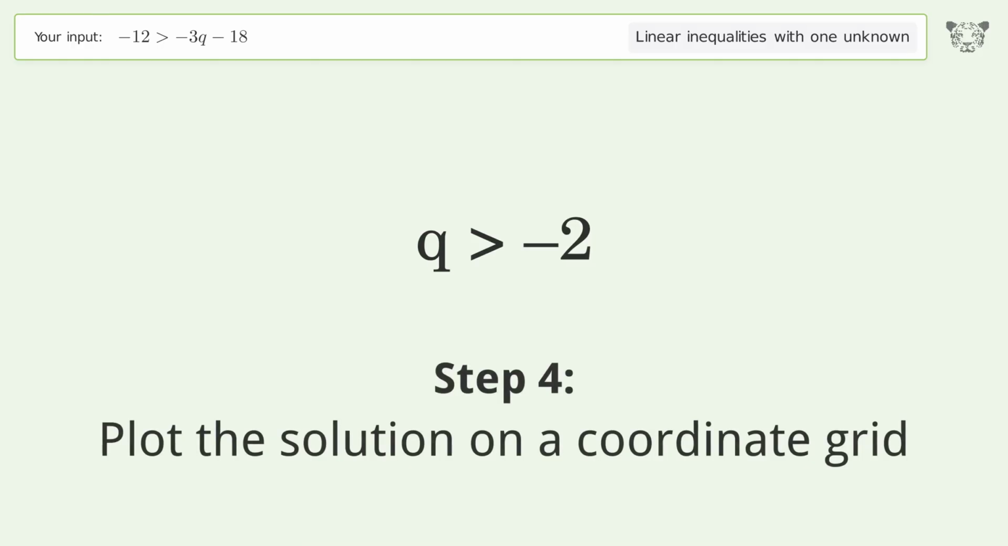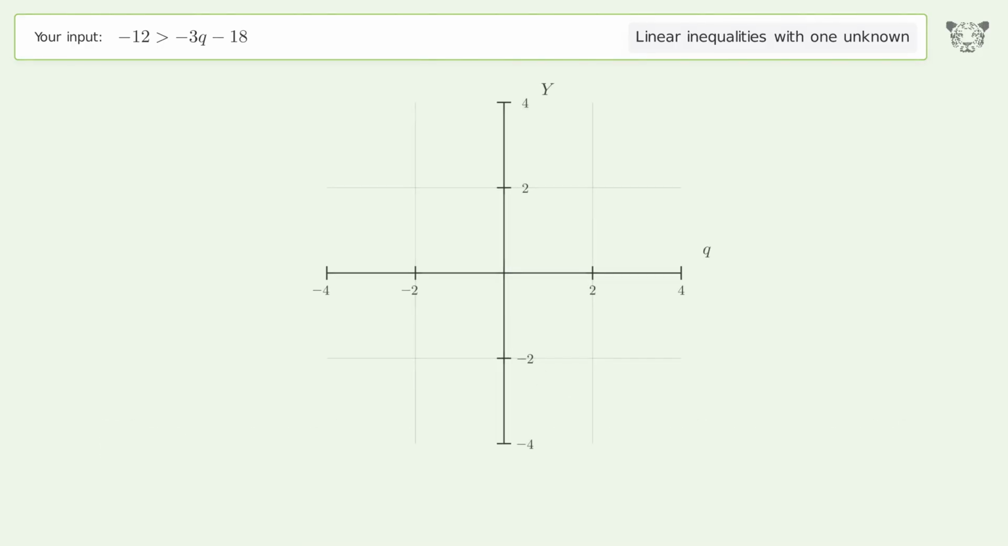Plot the solution on a coordinate grid. And so the final result is q greater than -2.